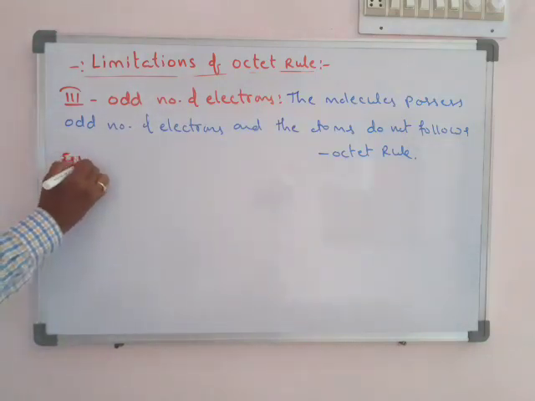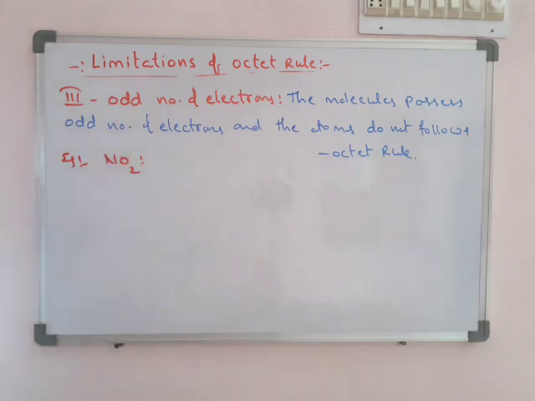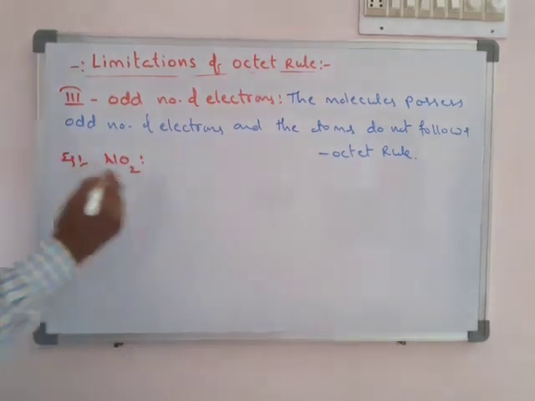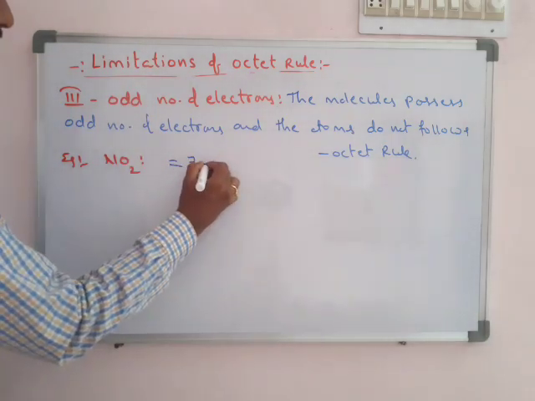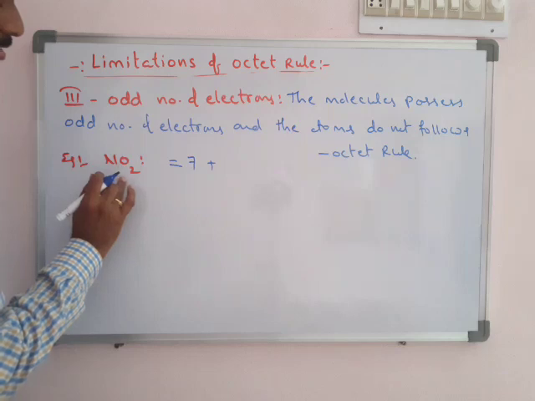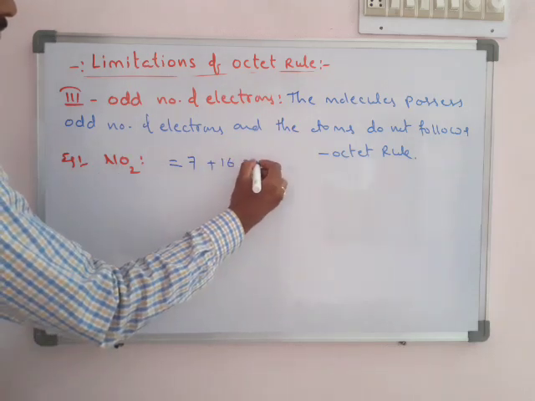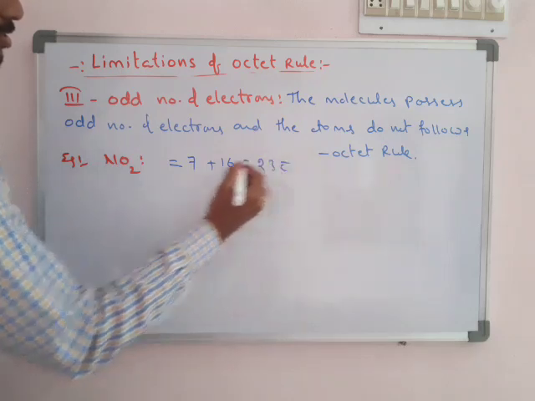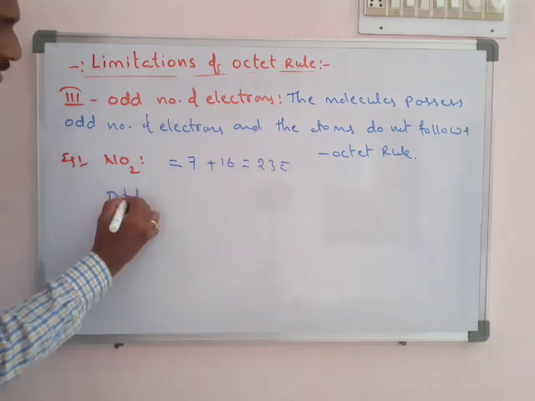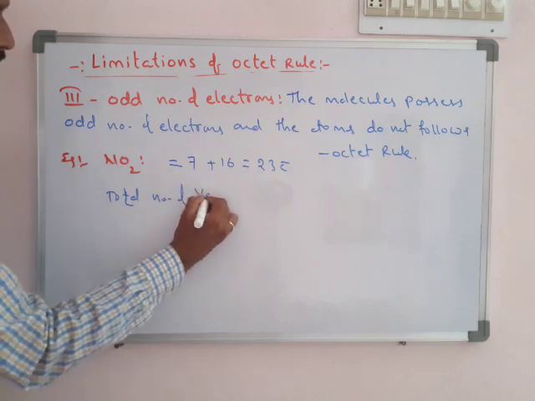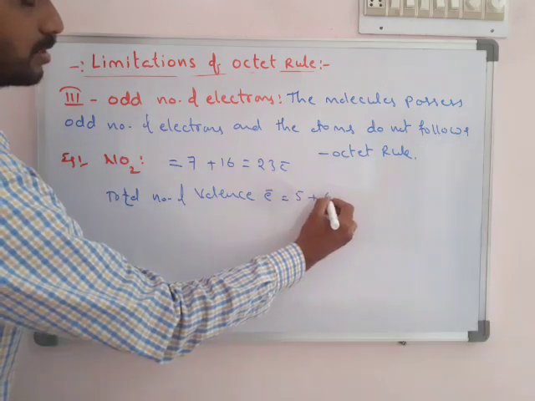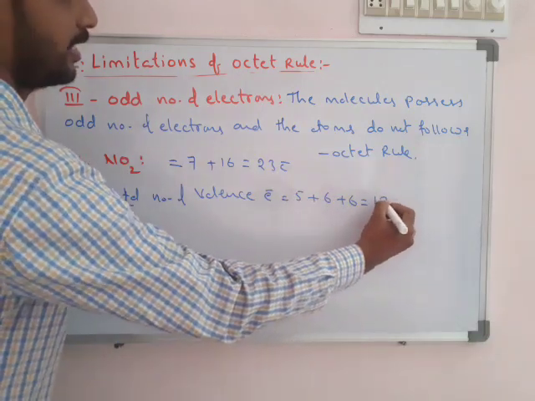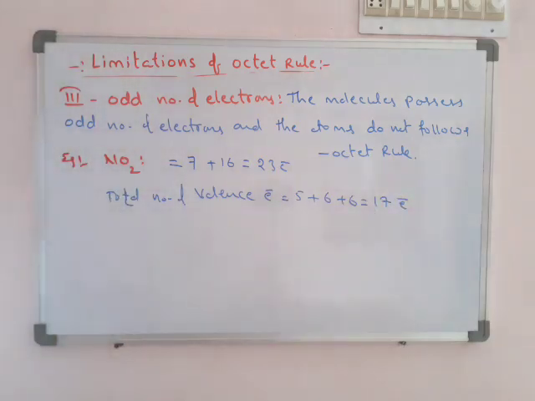The second example is NO2, nitrogen dioxide. So what is the total number of electrons? Nitrogen has 7 electrons. Oxygen carries how much? 8, and 16. Total 23 electrons. What is the total number of valence electrons? Nitrogen 5, 2 oxygens 6 each. How many electrons now? There are 17 electrons.